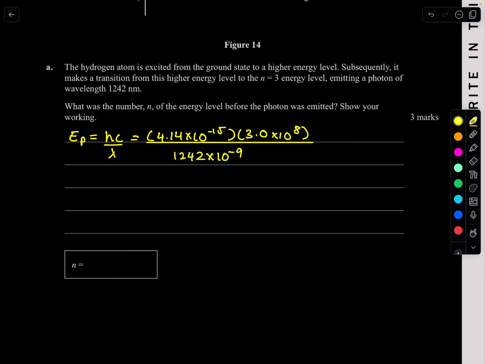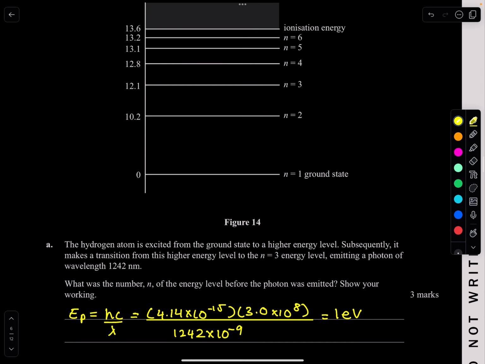That's going to give me 4.14 times 10 to the negative 15, times 3.0 times 10 to the power 8, divided by 1,242 times 10 to the negative 9. Basically, it gives me 1 electrovolt, so it's emitted 1 electrovolt. How can that happen? Which one has that? Think about this. It cannot be n equals 2, because it has to be one of these here.